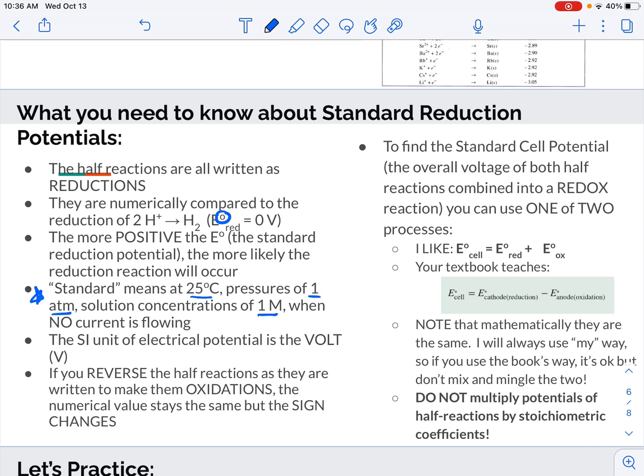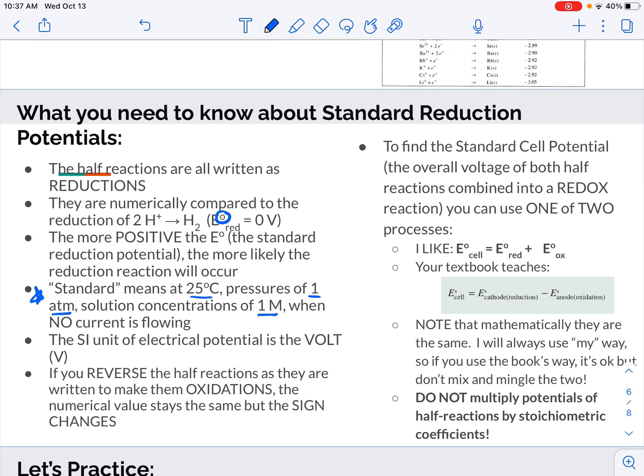If you have solutions, the concentration has to be 1 molar, and it's got to be initially when no current is flowing. So if you let a reaction occur, the potential will slowly become less and less. So this has to be at the very beginning. So you have to think about that. And the standard System International unit of electrical potential is the volt. So we use capital V for the abbreviation.